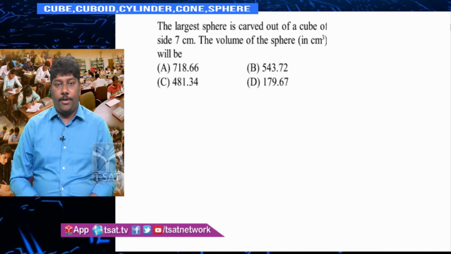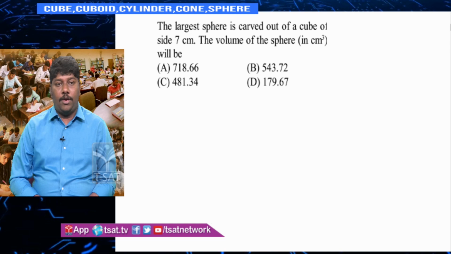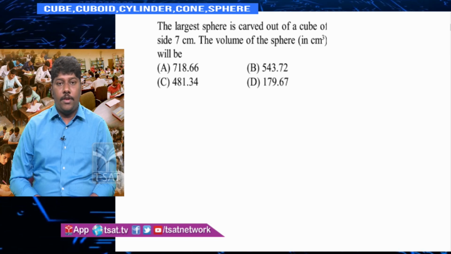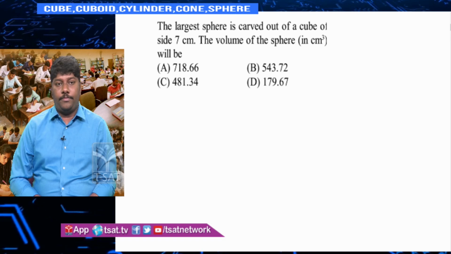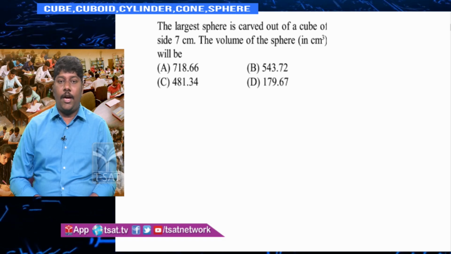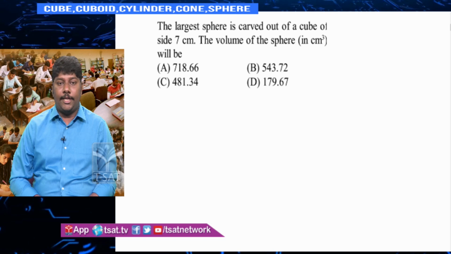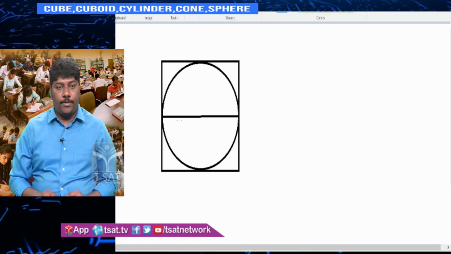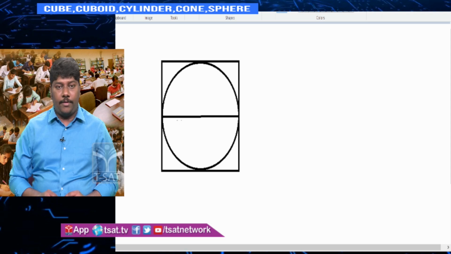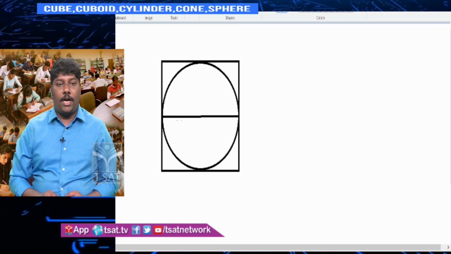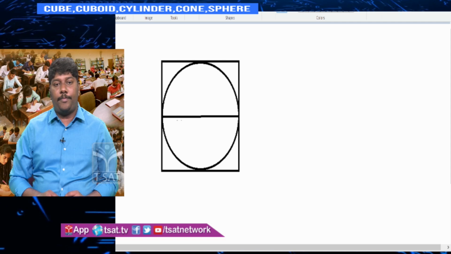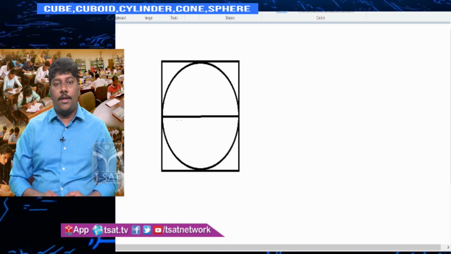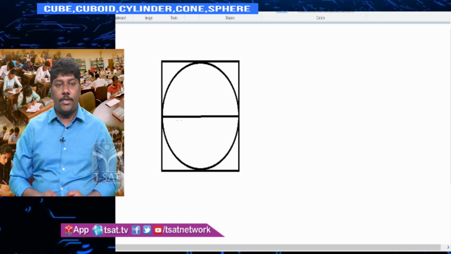The largest sphere is carved out of a cube of side 7 centimeter. The volume of the sphere in centimeter cube will be, the largest sphere is carved out of the cube of side 7 centimeter. I have taken a cube whose front view is a square, and I am just carving out the largest sphere possible out of a cube. The front view looks like this. It is like a circle inscribed in a square.